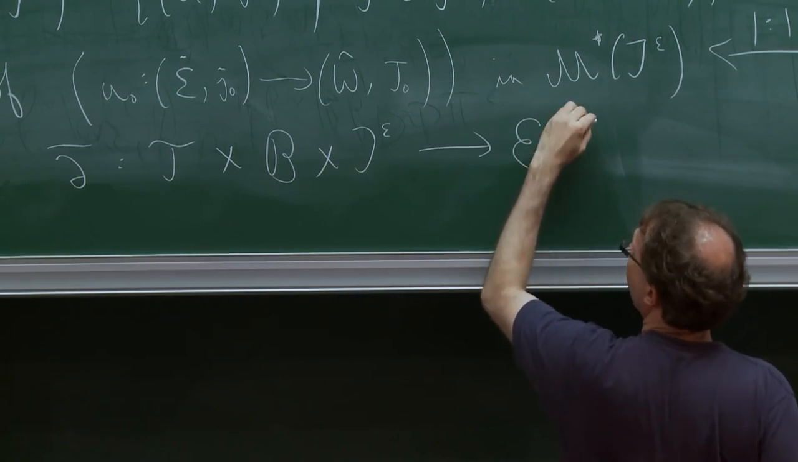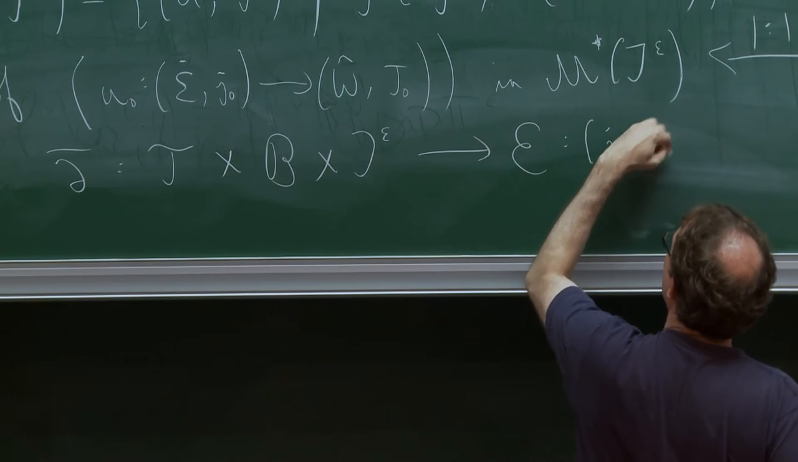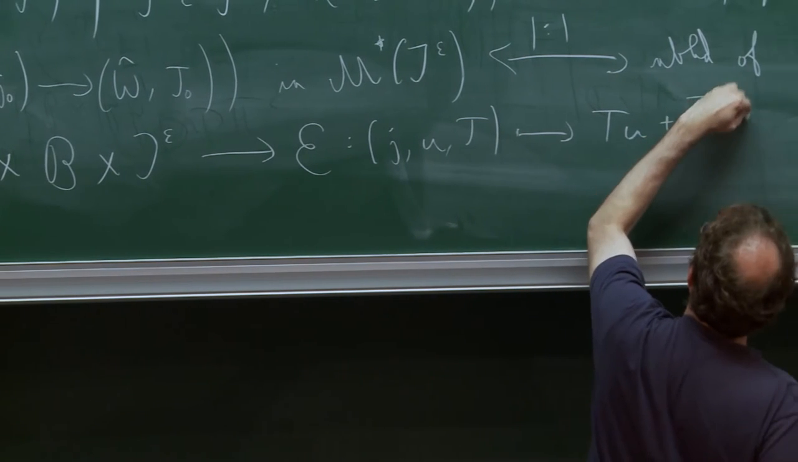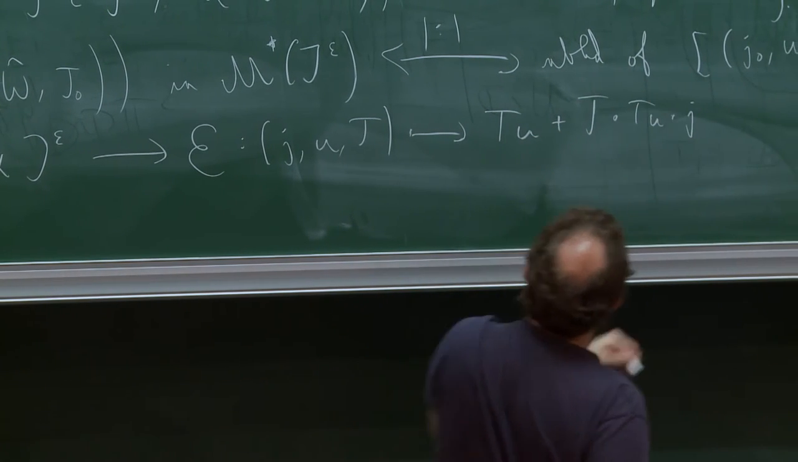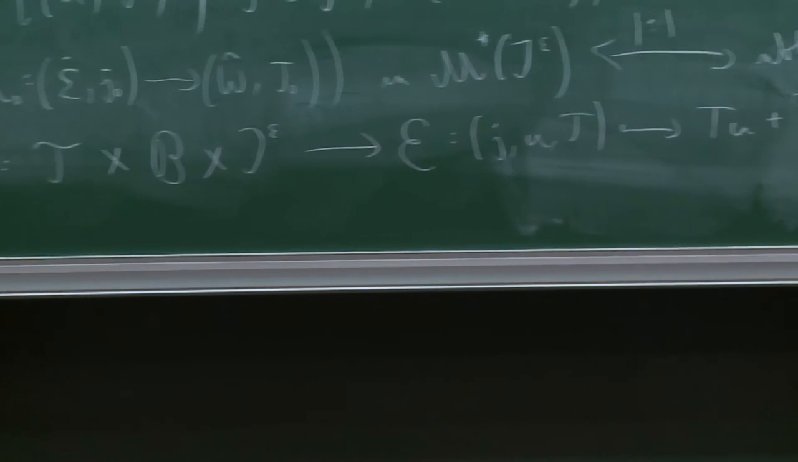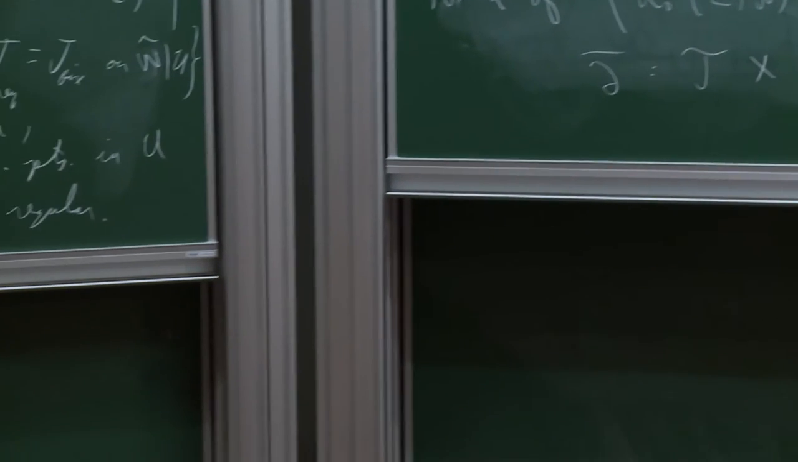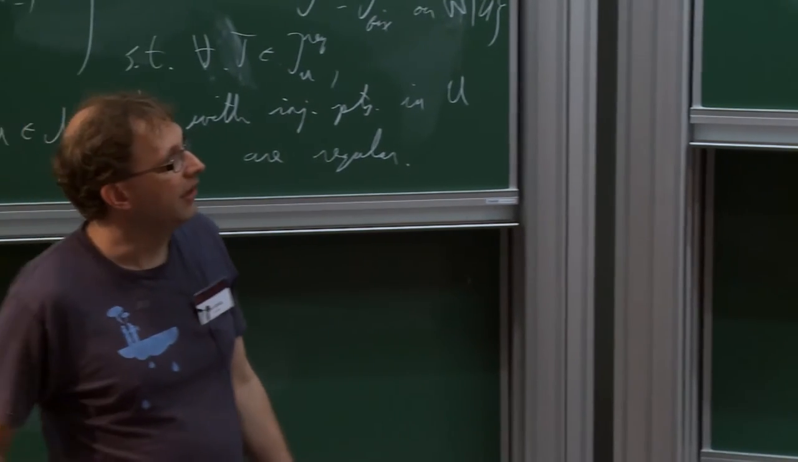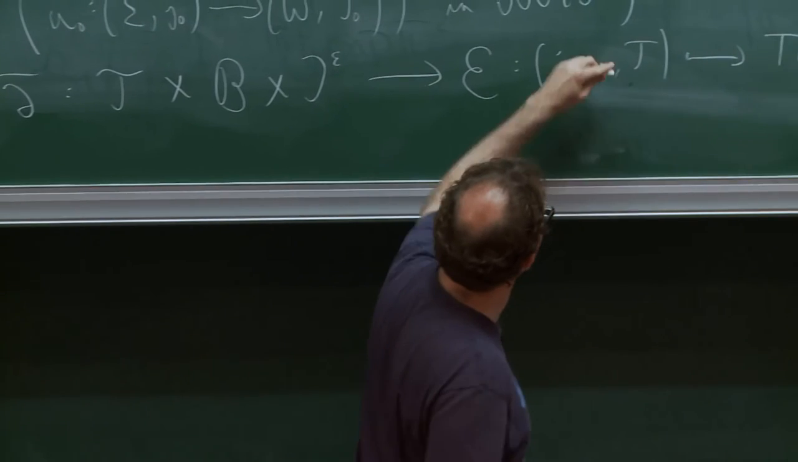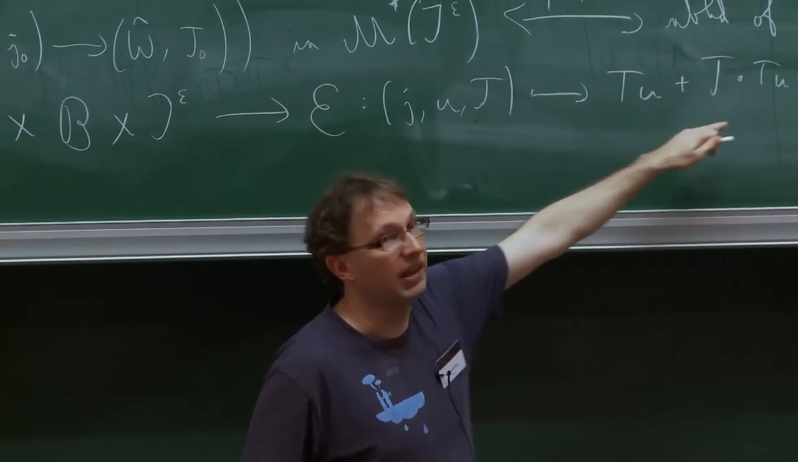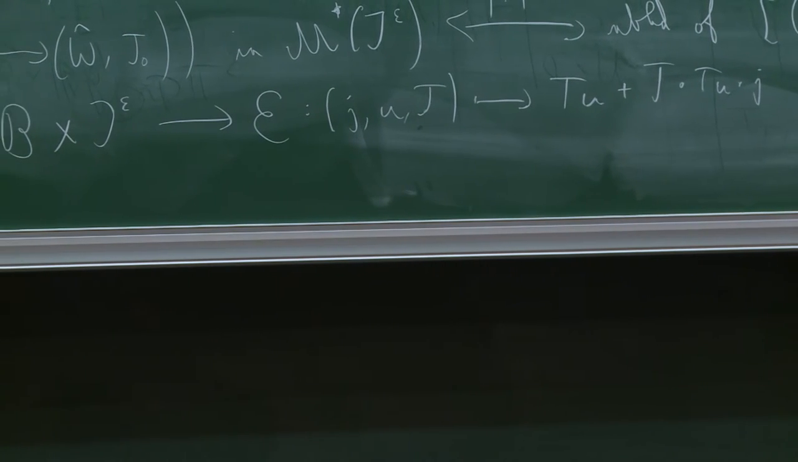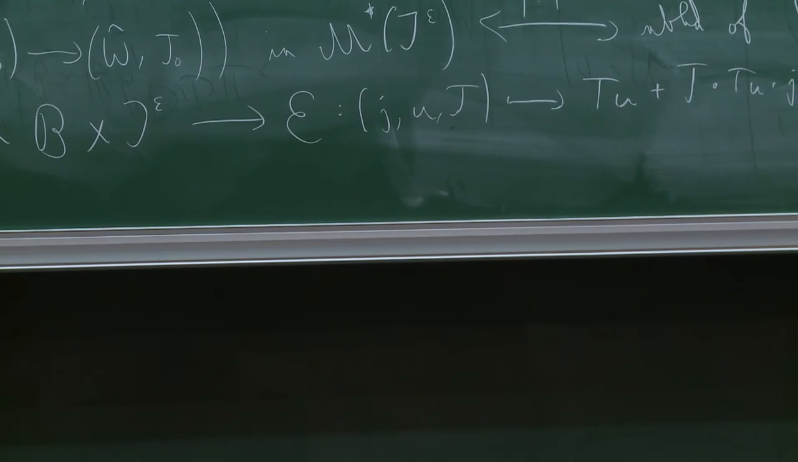I'm just going to write down the map, of course, sends little j, u, big J to du plus big J of u, du, little j. Okay. So that, again, is a smooth section of some Banach space bundle. It is smooth because all the capital J's are smooth. If the capital J's were not smooth, then I would have a bit more of a headache to figure out exactly how differentiable this section is. That's why I introduced the C epsilon space.